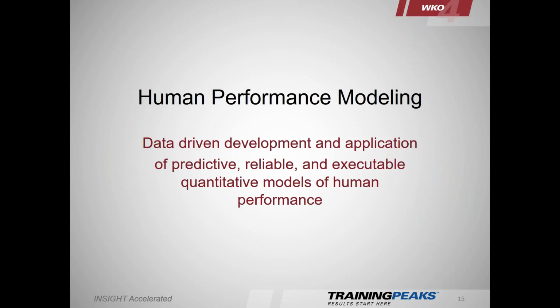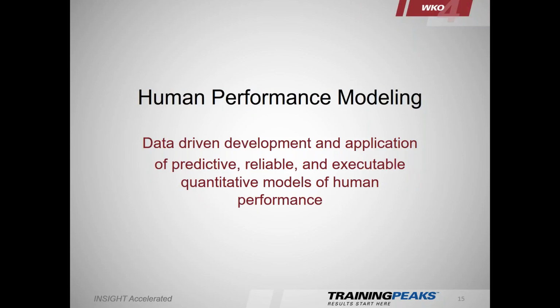So what is human performance modeling? It's data-driven development and application of predictable, reliable, and executable quantitative models of human performance. I was in a meeting today with Andy and Dean Golich and Ryan from Best Bike Splits, and we were talking about this, and Andy said something really insightful about models. When you really look at it, the model might be a little bit off, but at least it's objective. Way more often, the person being off subjectively is worse. So the model really is a data-driven quantitative model of human performance, and it's an objective model.